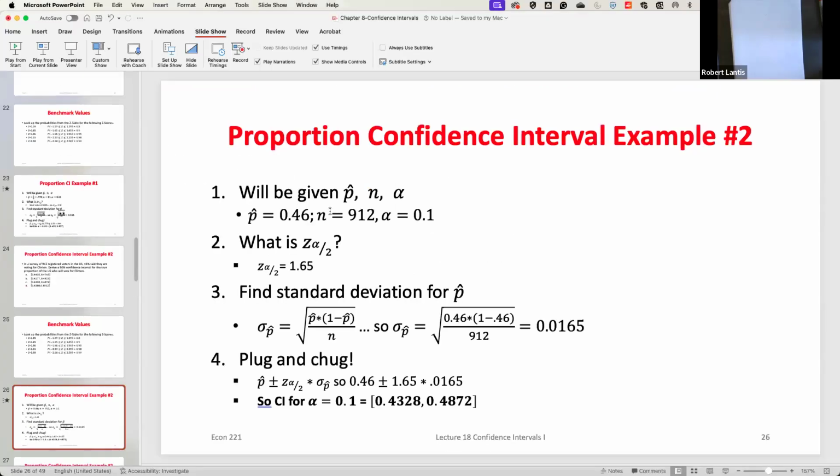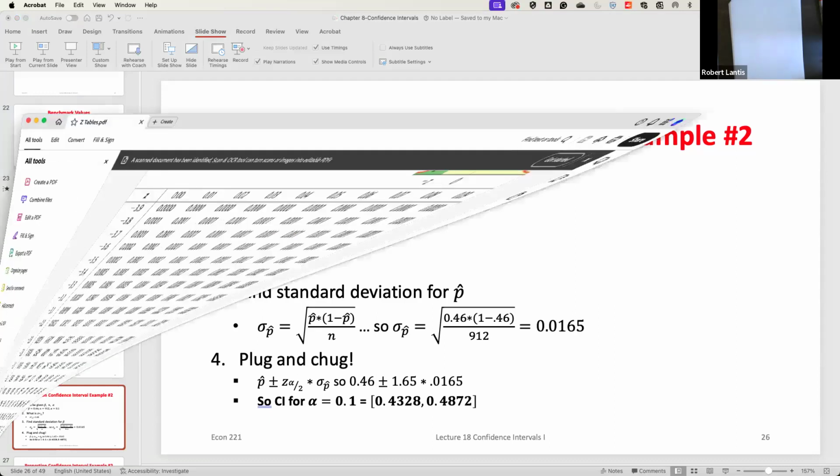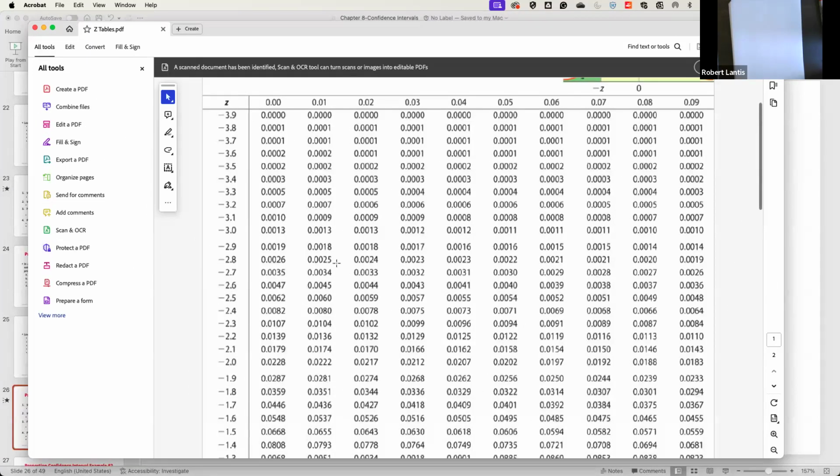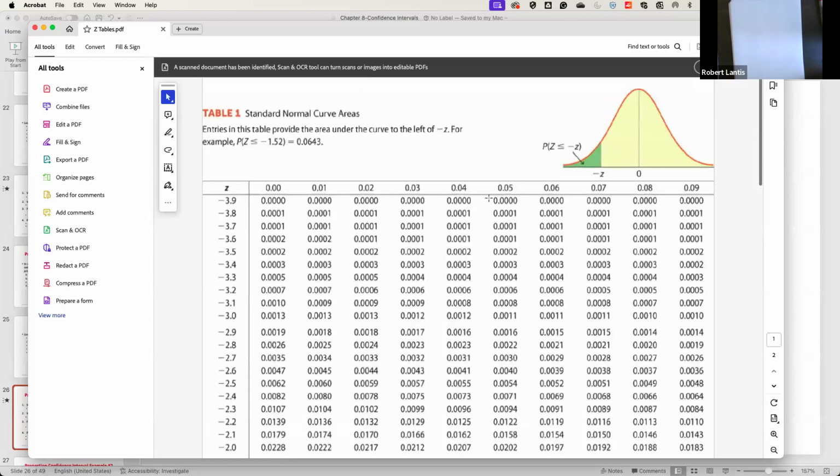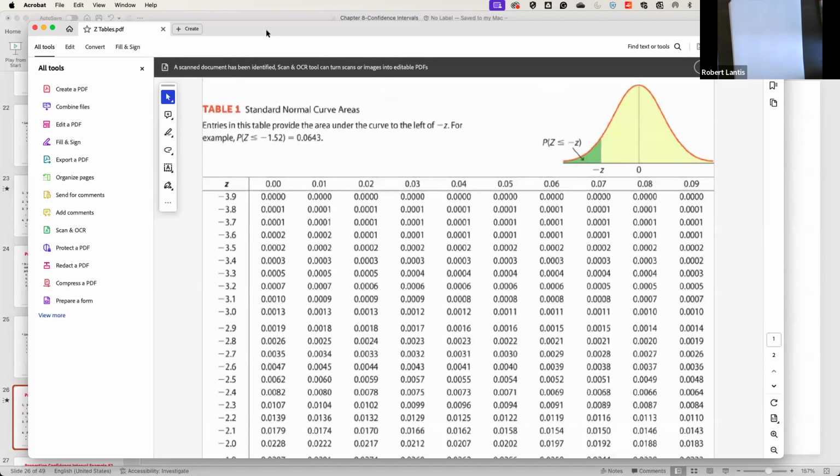Now I could, if I can get my other screen to cooperate here. Give me 1 second. I could have said, okay, well, look, I want 0.05. Where is that in the table? It's in between these two values, negative 1.64, negative 1.65. I'll use the higher of the two, rounded up to 1.65. So positive and negative 1.65 will be the values I use to get my upper and lower bound.